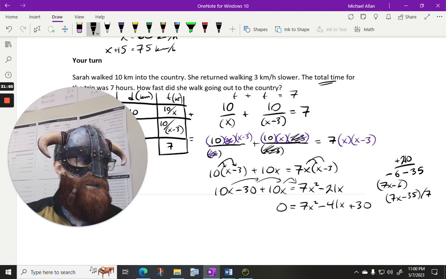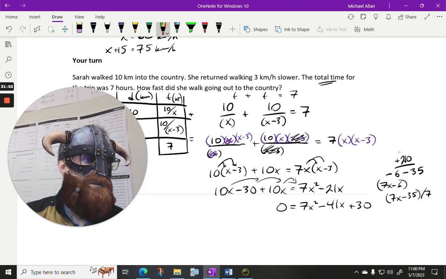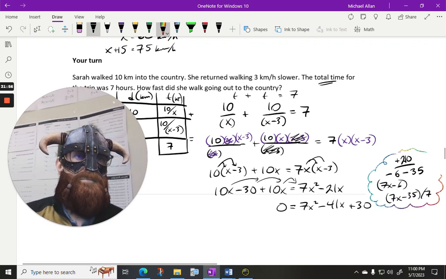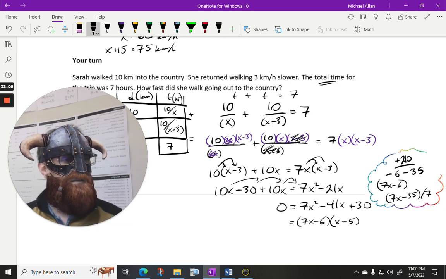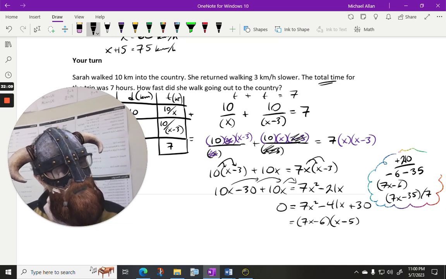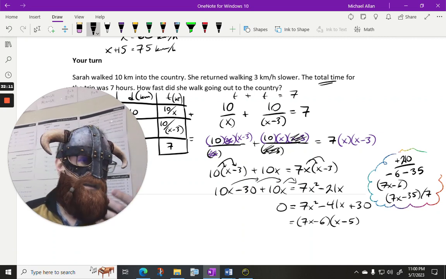I notice I can divide these by 7. So remember, this is all on the side here. That's like off to the side. So my final answer over here is going to be 7x minus 6 and x minus 5. Is that right? 7x minus 5? Yeah. Cool. Now, we're going to have two answers here. This is kind of weird.